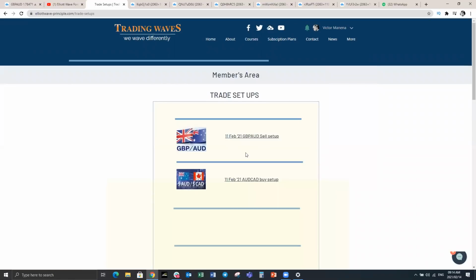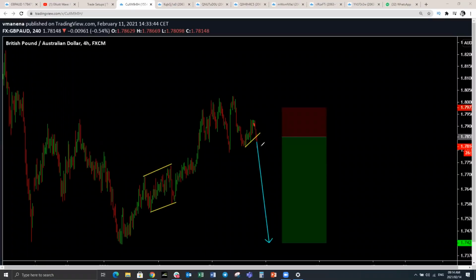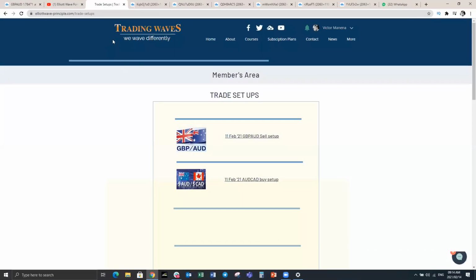So this is what we're expecting on pound AUD. It has not played out the way we expected. It has just made this move down here and has pulled back again up to entry. Is this still going to play out? It looks like we're still going to see continuation to the downside on pound AUD. Let's see how that's going to play out.